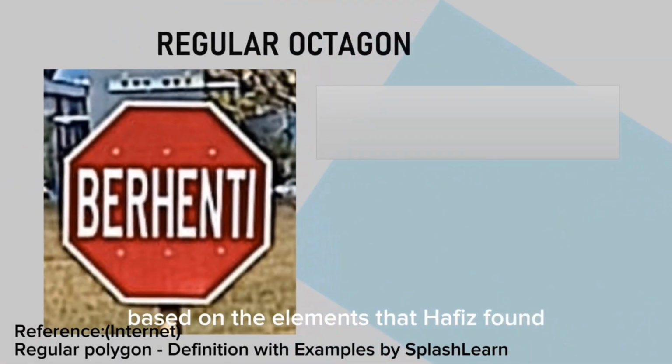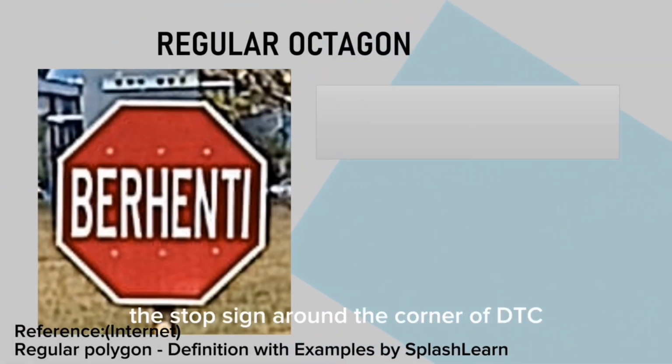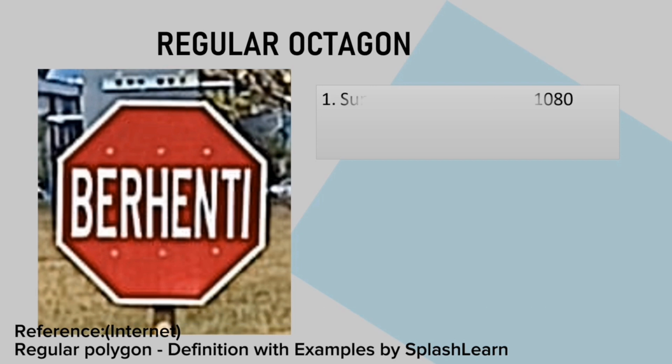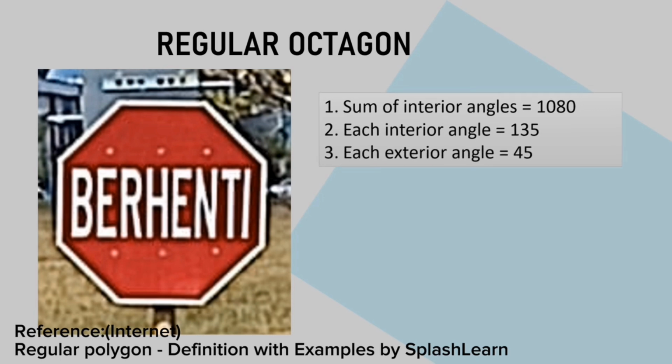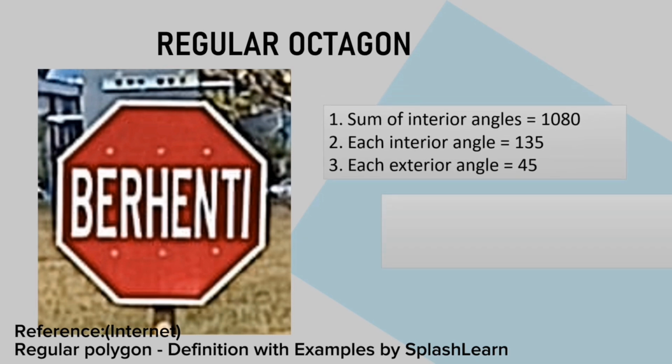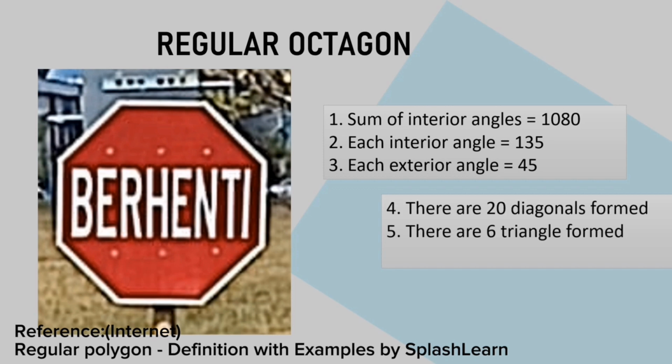Based on the elements that Hafiz found, the stop sign around the corner of DTC is a regular octagon. The sum of the interior angles is equal to 1080 degrees. Each interior angle is equal to 135 degrees and each exterior angle is equal to 45 degrees. There are 20 diagonals, 6 triangles formed, and the perimeter is equal to 8 times the side.